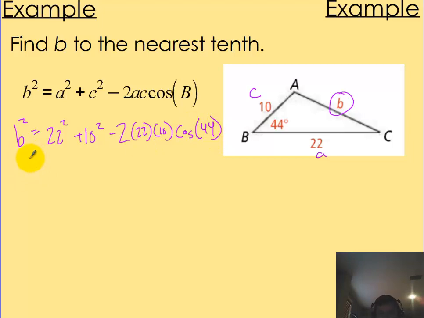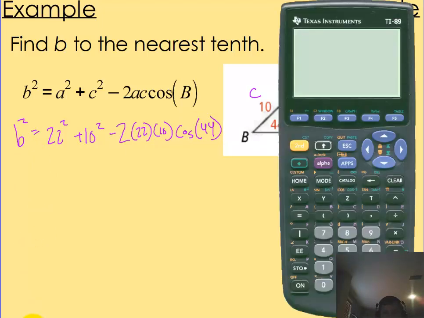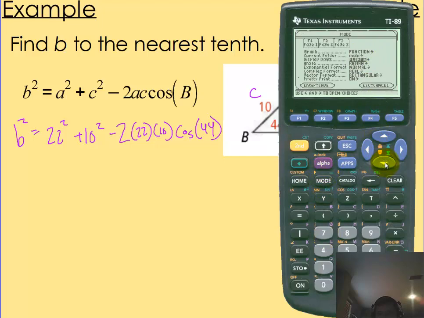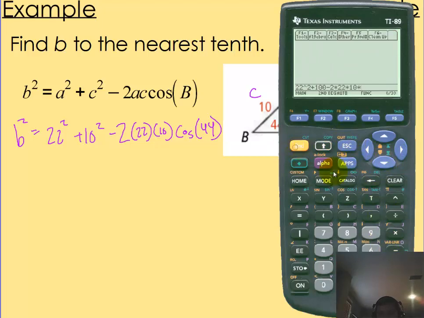This is something you have to use a calculator for. This time I actually got a calculator emulator for the TI-89, so I'm going to show you how to work this out. I'm going to do 22 squared plus 10 squared, and I know that's 100, minus 2 times 22 times 10, times cosine. Make sure I'm in the right mode. Ooh, I'm in radian mode here, so I'm going to switch this to degree. Hit enter, save that.